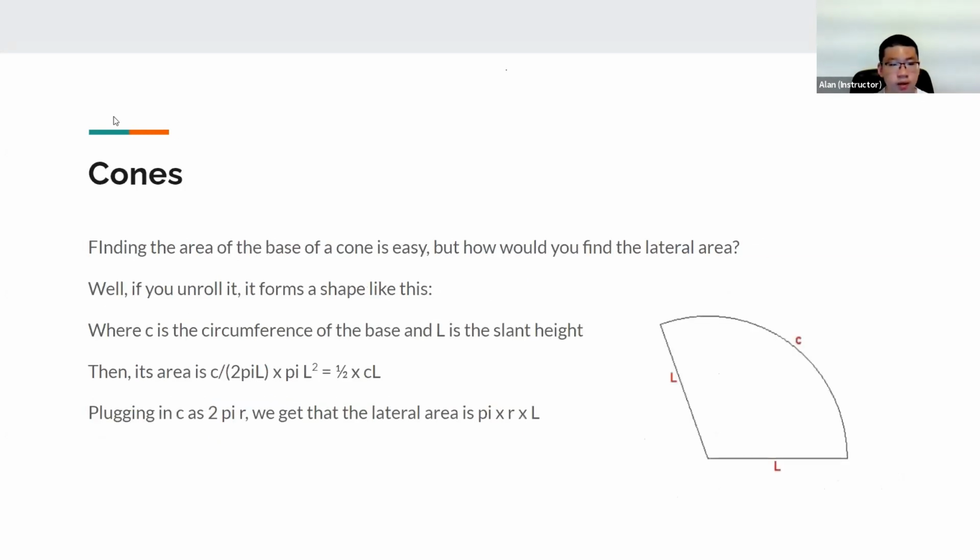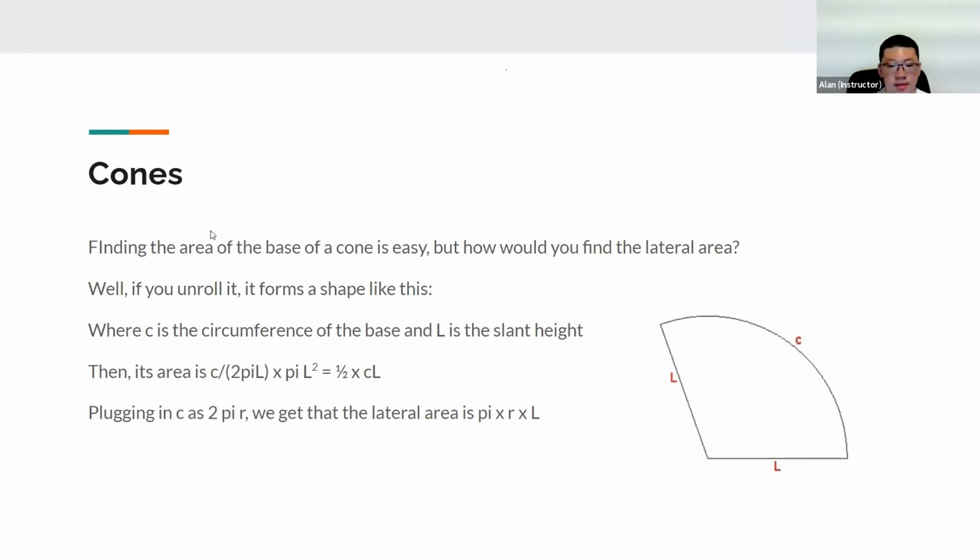So now I'm going over cones. Finding the area of the base of the cone is not hard, but how do you find the lateral area? Well, if you unroll the sides of a cone, it forms a shape that you see on the right, where C is the circumference of the base and L is the slant height.